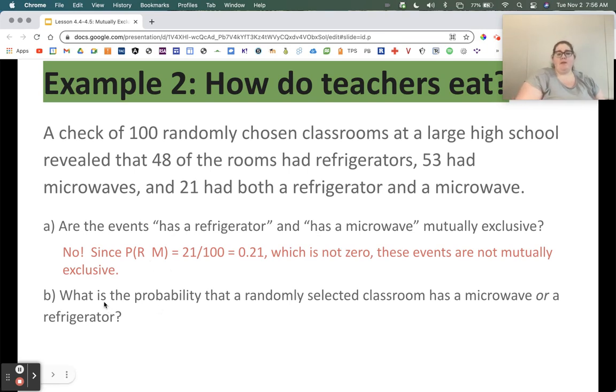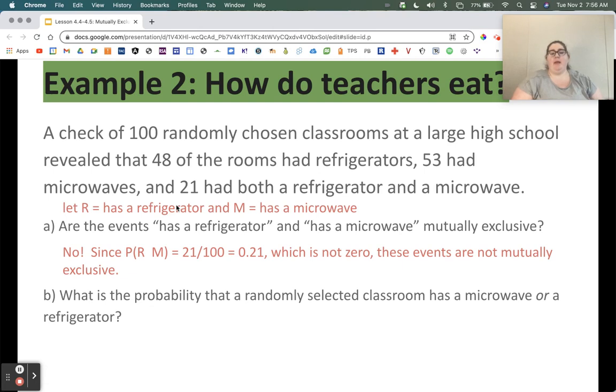So part B says, what is the probability that a randomly selected classroom has a microwave or a refrigerator? So again, you could find the probability. Okay. So let's let R equal having a refrigerator, and M meaning having a microwave. So my notation for microwave or refrigerator would be R, U for union, M. So refrigerator or microwave. Right?